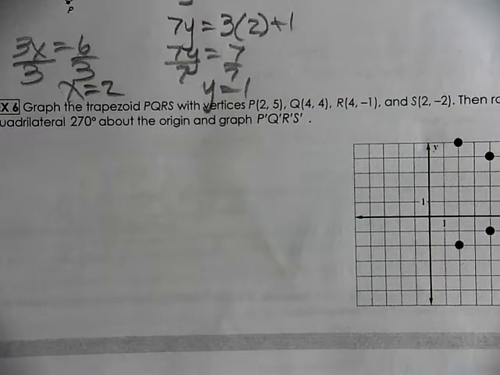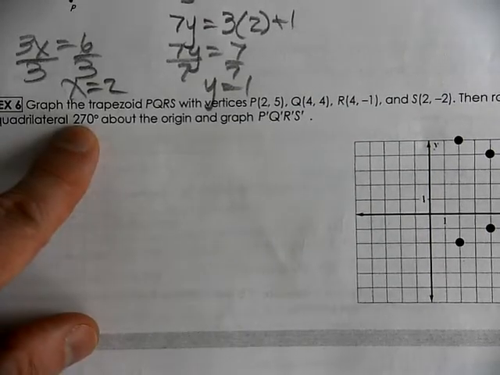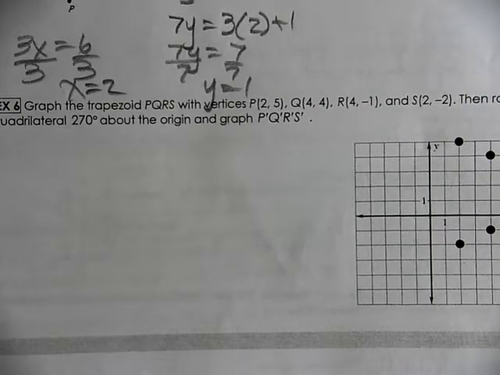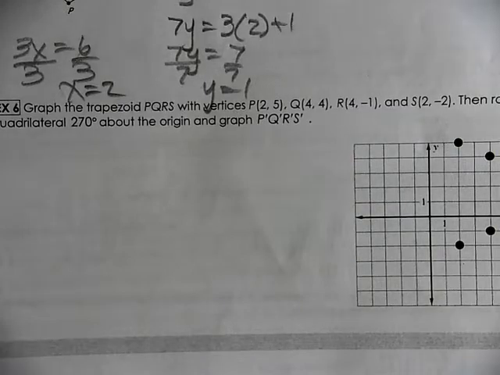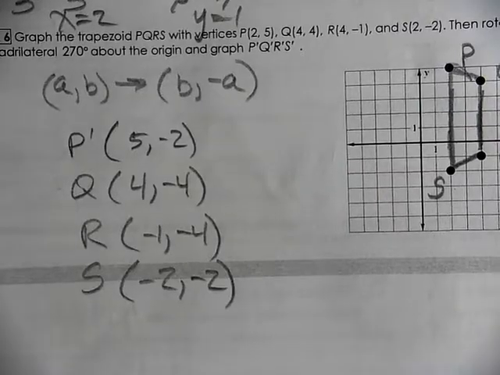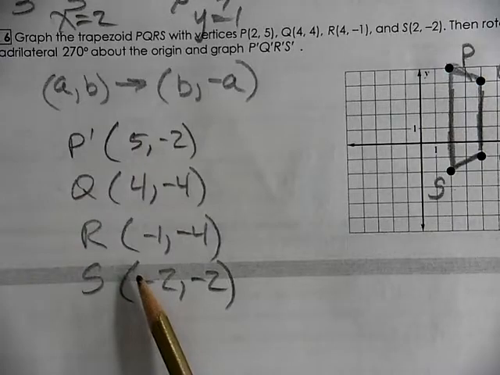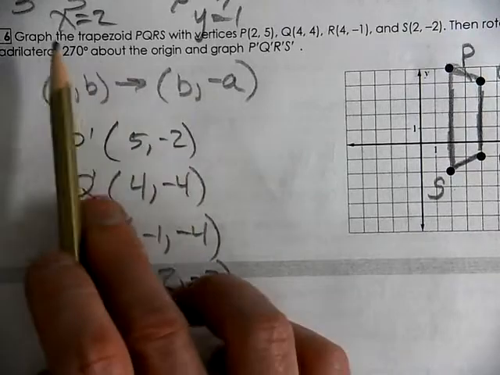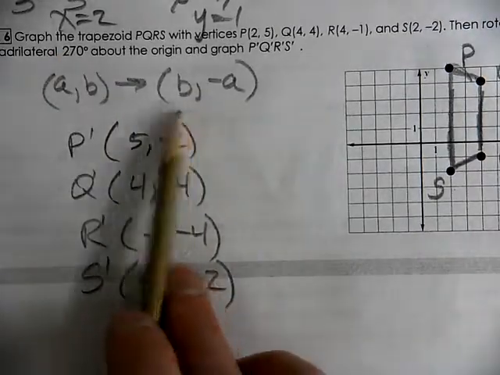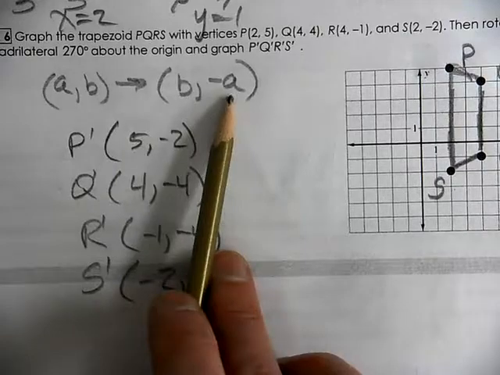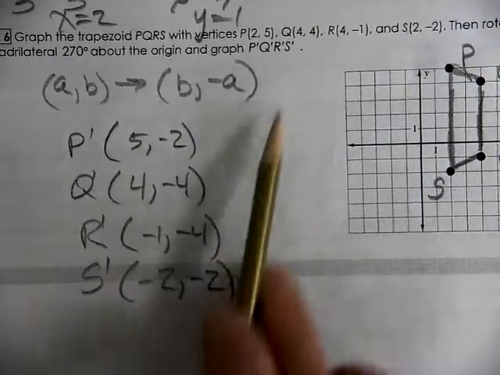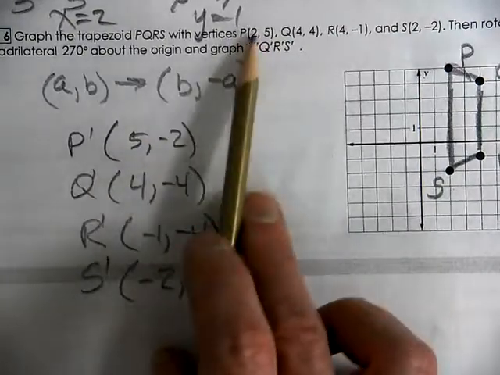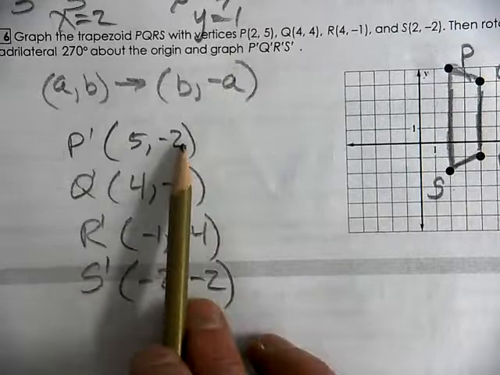And then this last one, you can try. You're going to rotate it 270 degrees. You can pause the video and give that a try. All right, I found my new coordinates for my images by taking the rule for 270 degrees and switching the order and changing the sign on the right. Switching the order, so it's 5 is first, the 2 is second, but you change the sign on the second one.